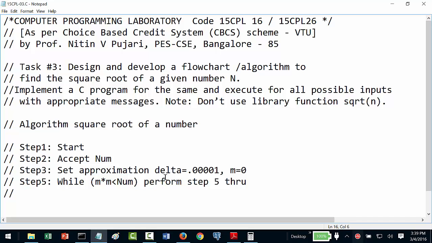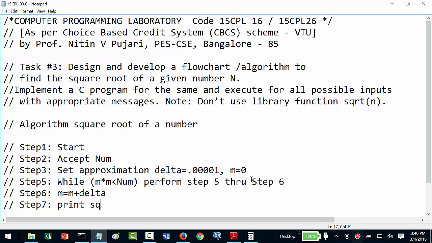So in my step 6, I will do m is equal to m plus delta. The moment it comes out of steps 5 and 6, in my step 7, I will print the square root of the number, which will be m minus delta. Then I will stop.